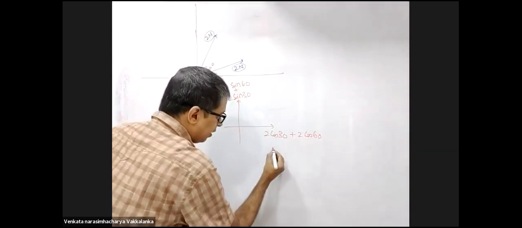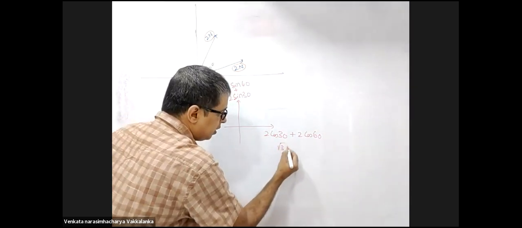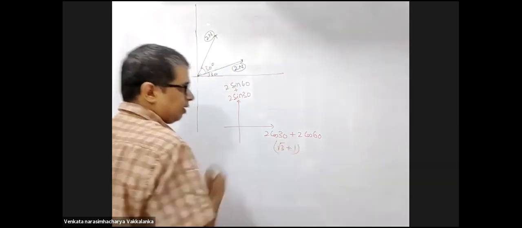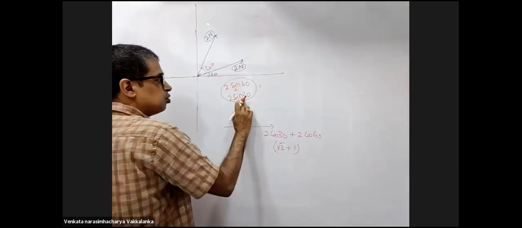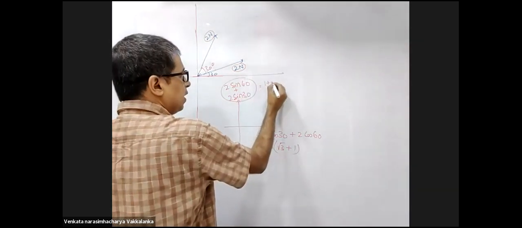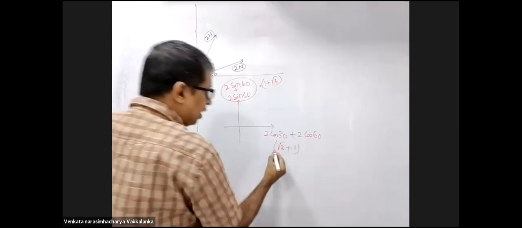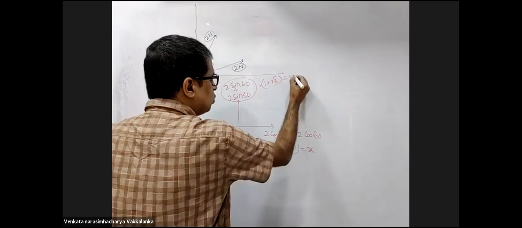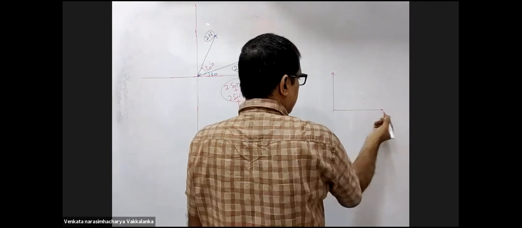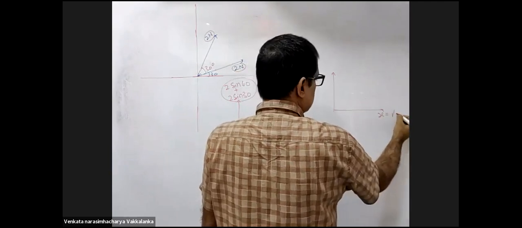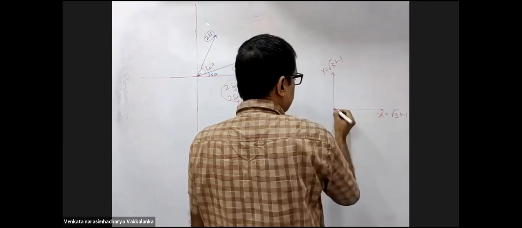Now, 2 cos 30. Cos 30 is root 3 by 2. So this will be root 3 plus 1. How much will this be equal to? Root 3 times 2 by 2, plus 1, that is 1 plus root 3. So I will call this x, this y. If I know x and y, parallelogram law: x is root 3 plus 1, y is root 3 plus 1.